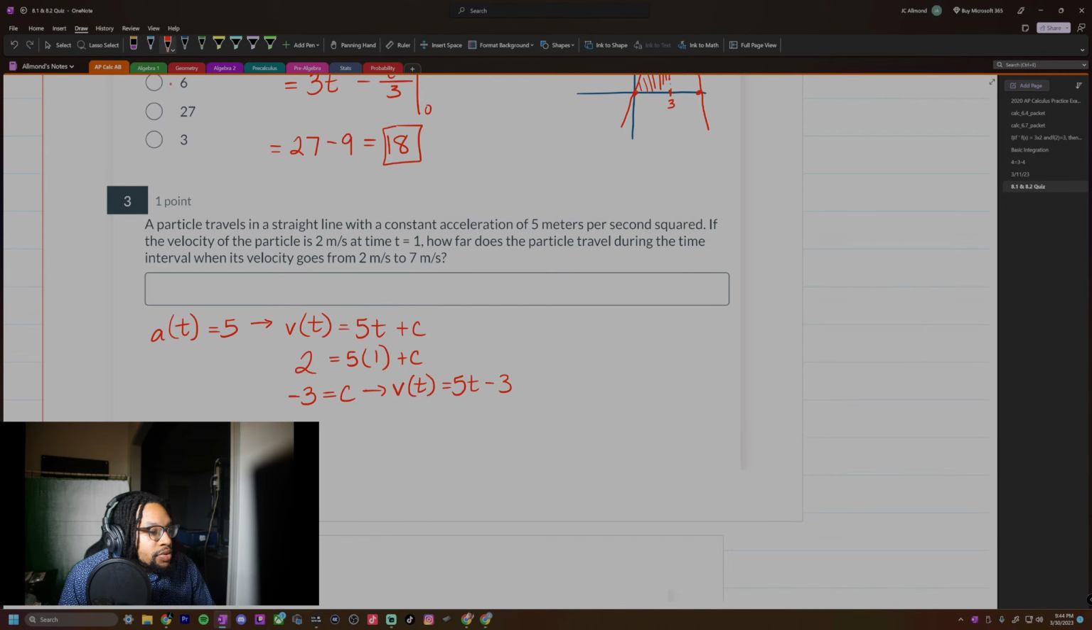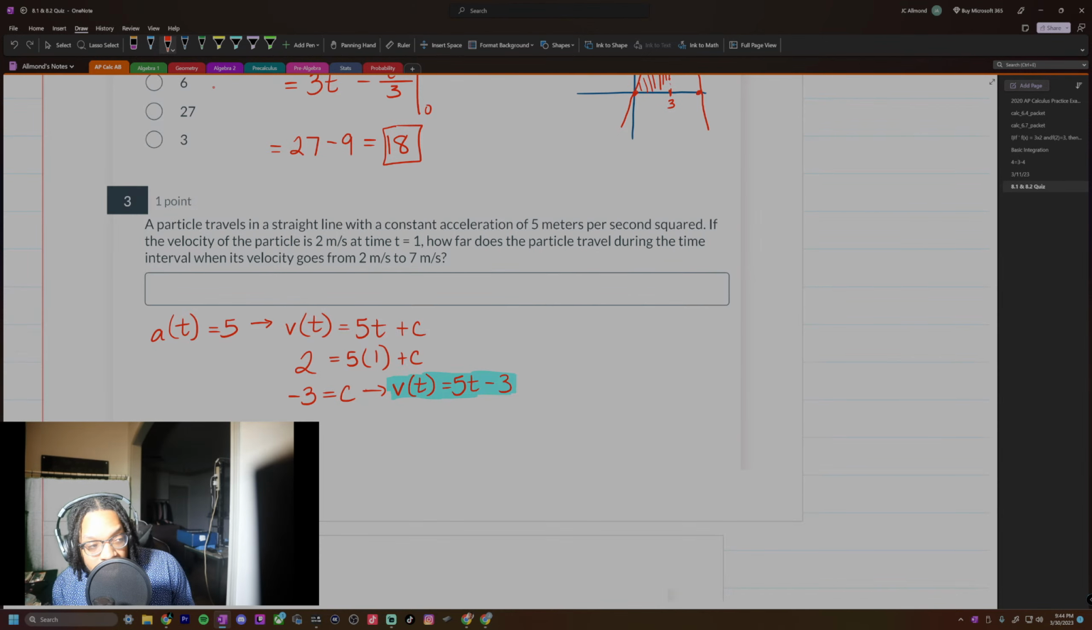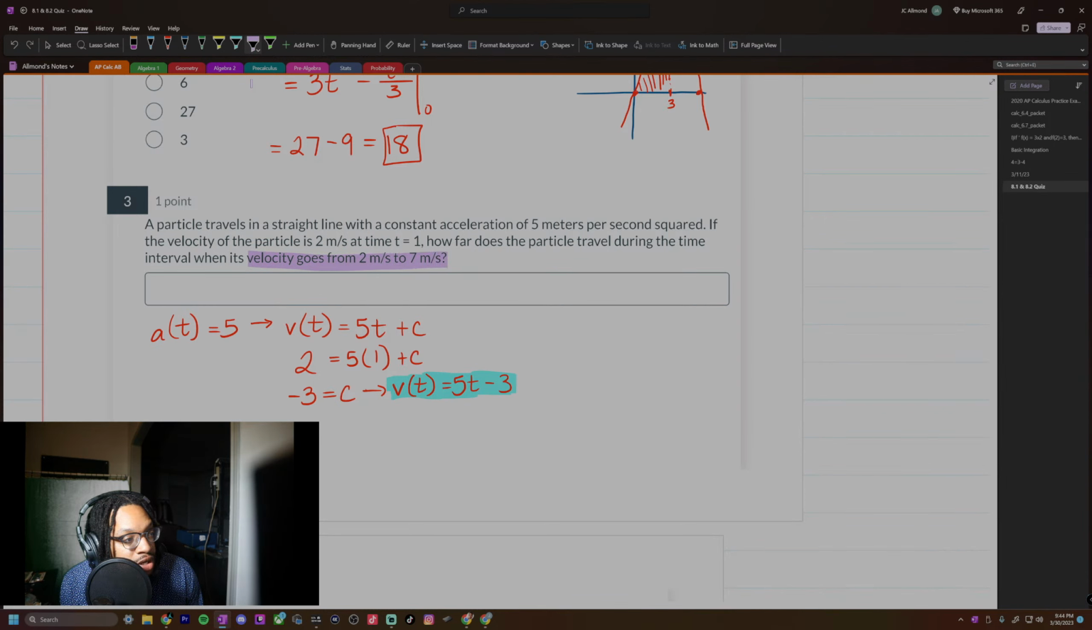Okay, so I have my velocity function. I will even go as far as to highlight it so that it stands out. But remember, I'm trying to find how far the particle traveled. So I still got to integrate this once more to get my position. However, the time interval for my position function, we have to find those time intervals. It says during the time where my velocity goes from 2 meters per second to 7 meters per second.